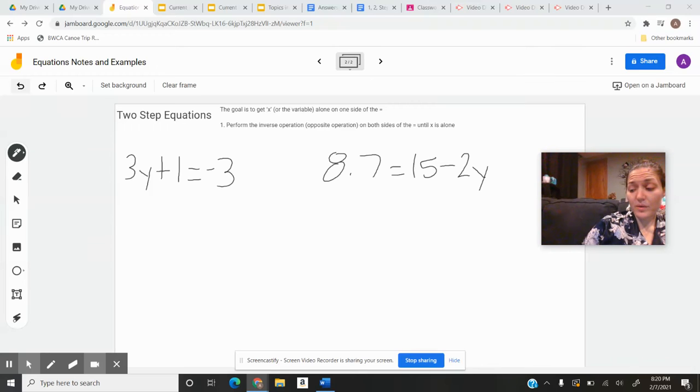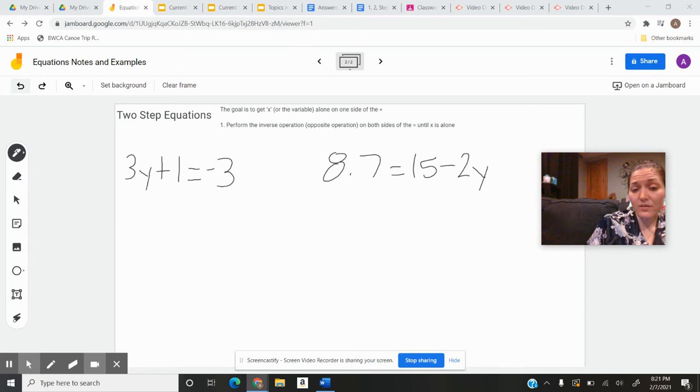Hey guys, in this video I'm going to go over two-step equations. The goal of two-step equations is the same as one-step equations. You want to get x by itself on one side of the equation and then the plain numbers on the other side.